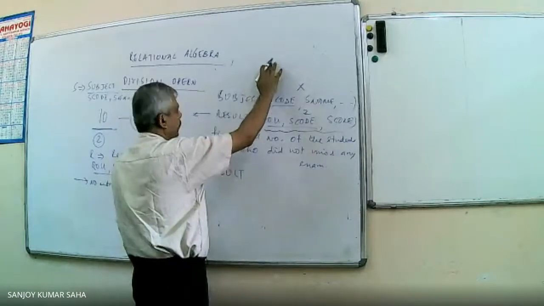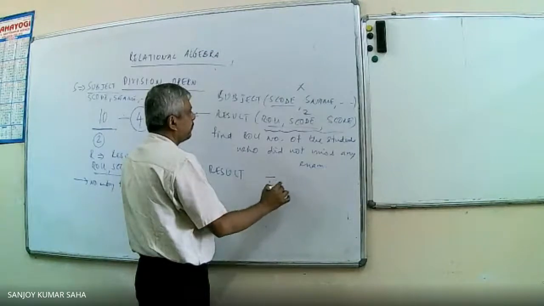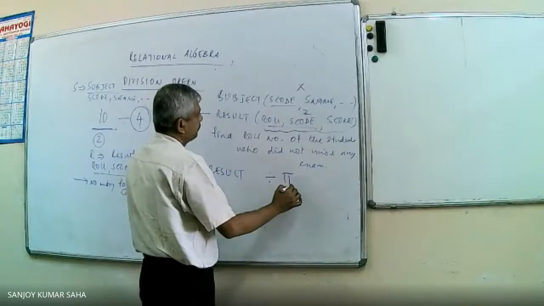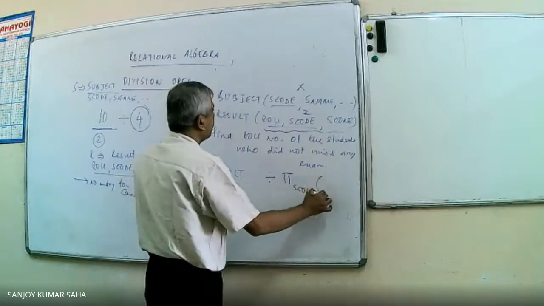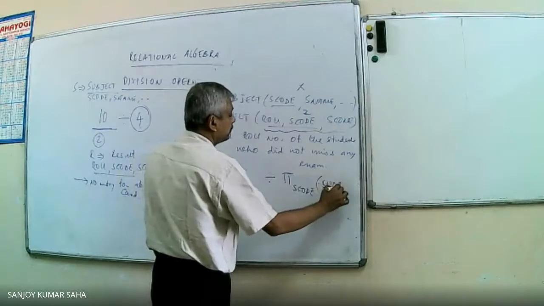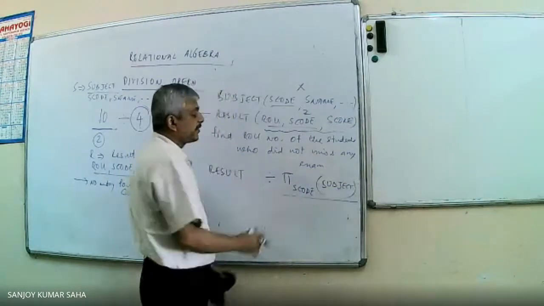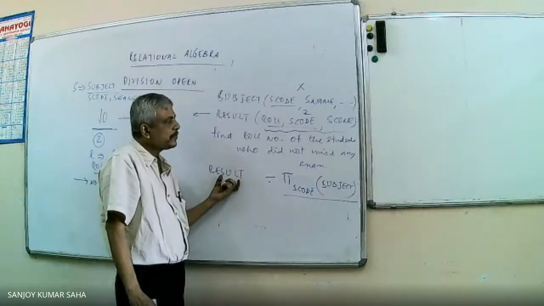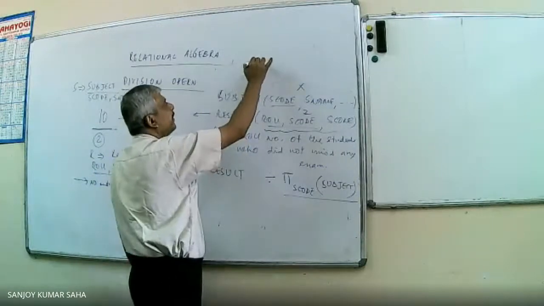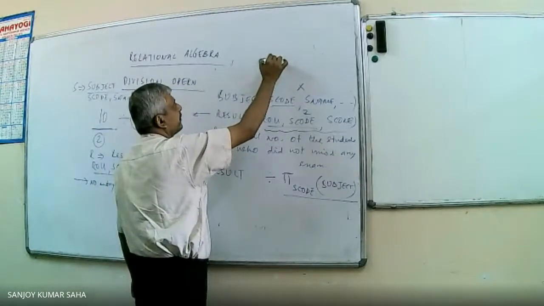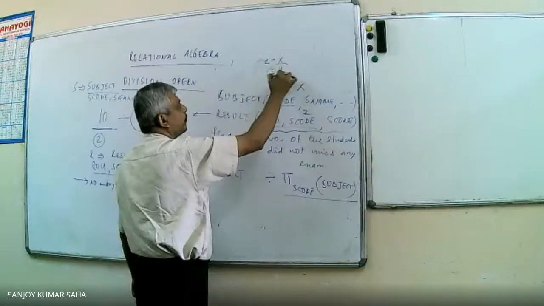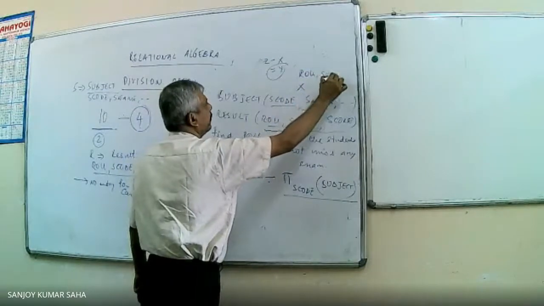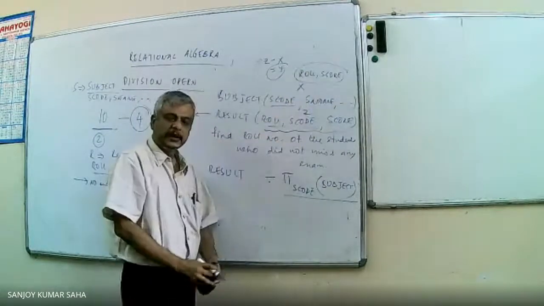The output schema will be, okay, let us go step by step. So if I consider pi subject code of subject, here I am having a schema with subject code only. Then if I keep here result, what will happen? The output schema will be Z minus X. So the output schema will be roll, subject code, score minus subject code. So we'll be getting only roll, score. Then there is a problem.